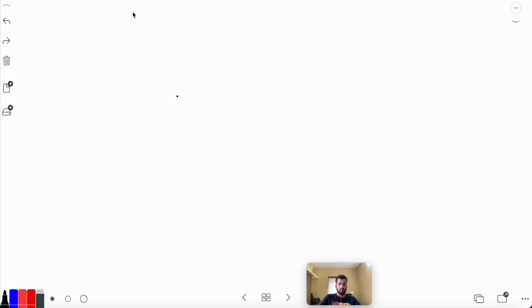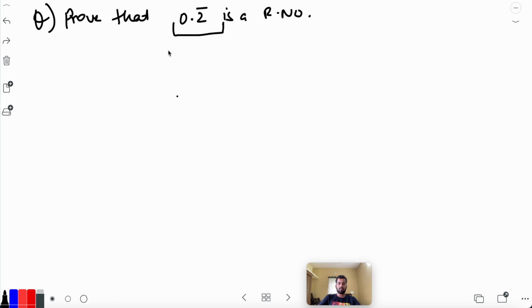Okay, fine. See, assume we have a question. Prove that 0.2 bar is a rational number. Just now we discussed this part. 0.2 bar stands for what? 0.2222 till infinite times, right? Now whatever the question is, assume it as x. So let 0.2 bar be x.